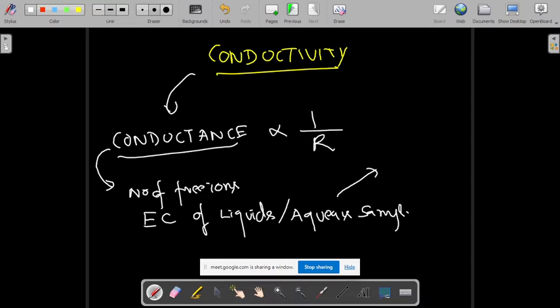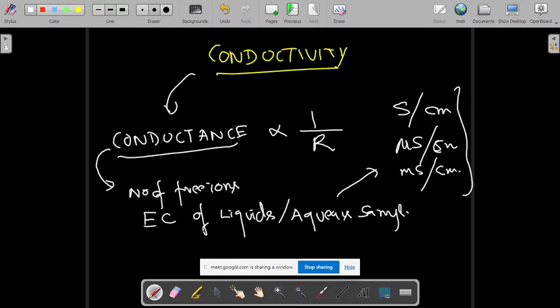The unit of electrical conductivity is Siemens per centimeter, or other derived units such as microsiemens per centimeter and millisiemens per centimeter. These are the standard units for electrical conductivity. Siemens is nothing but mho. Resistance is normally given in ohms, and conductance is given in mho. This mho unit is given as Siemens. That's how you measure the electrical conductivity of liquids.